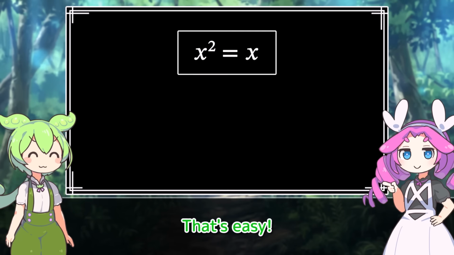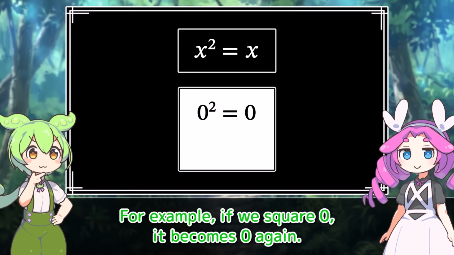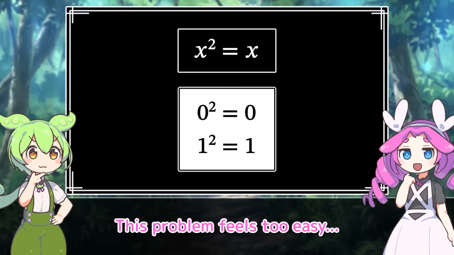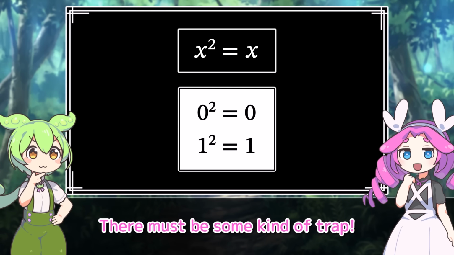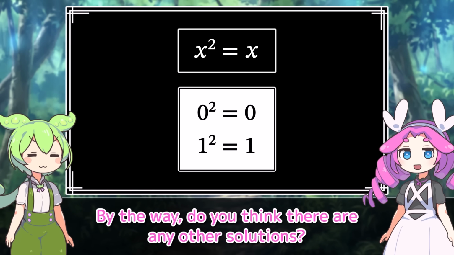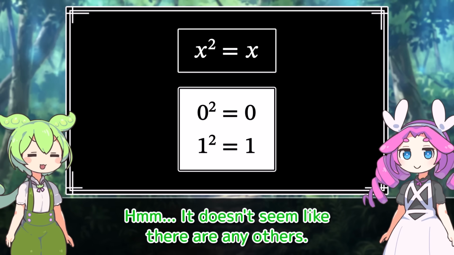That's easy. For example, if we square 0, it becomes 0 again. And if we square 1, it becomes 1 again. That's true. This problem feels too easy. There must be some kind of trap. Really? By the way, do you think there are any other solutions? It doesn't seem like there are any others.